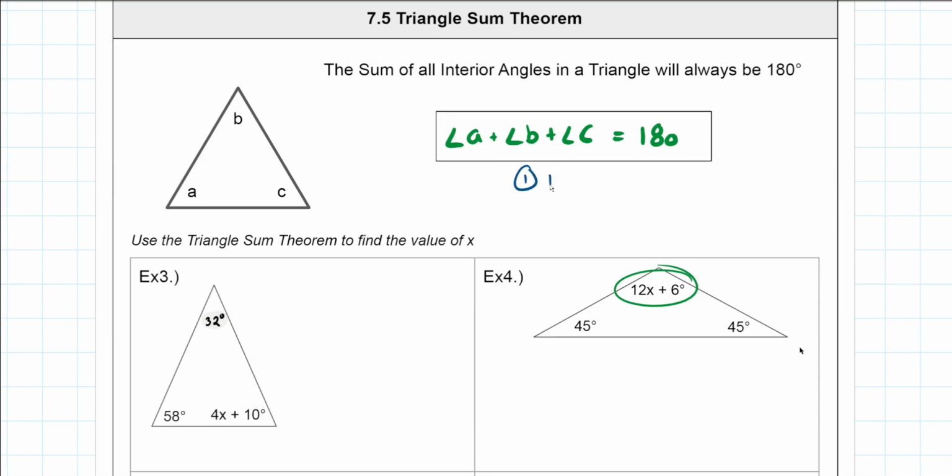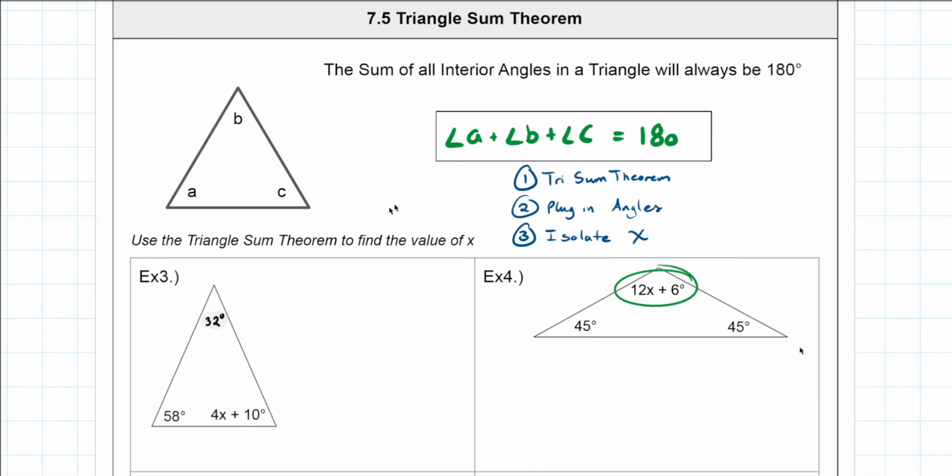We're still going to write the triangle sum theorem. We're still going to plug in our angles. And we're still going to do our darndest to isolate x. It just means that to do this, it's going to be a little more work. That's all. So let's try our hand at this first one, example 3 over here.